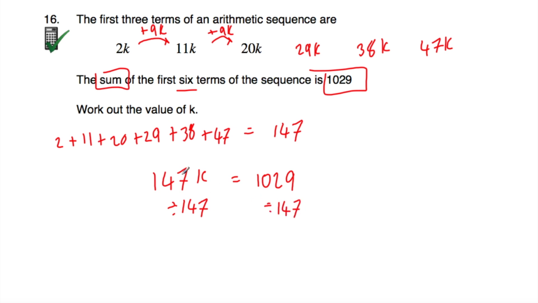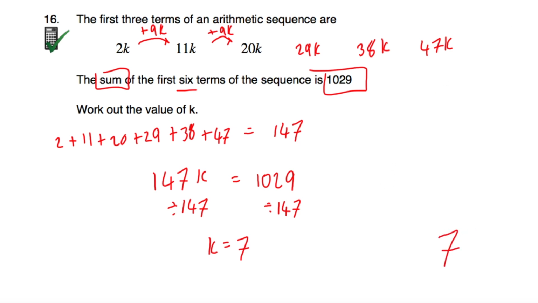Now we want to find out what k is, so let's divide both sides of this equation by 147. If we divide the left hand side by 147, we're just going to get k. And then 1029 divided by 147, that's equal to 7. So k is equal to 7. So the answer is 7, and that's it.